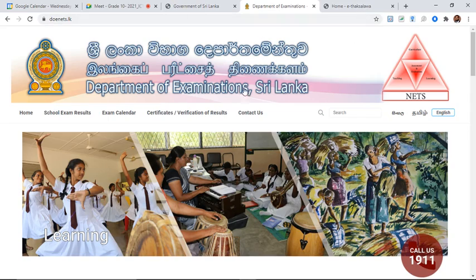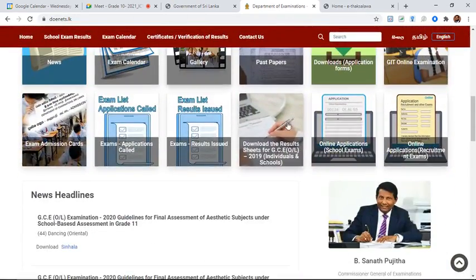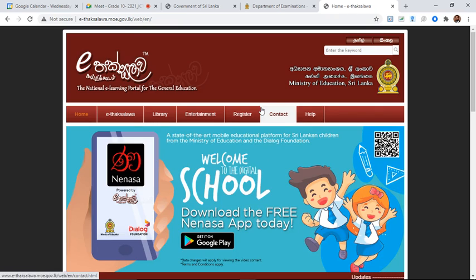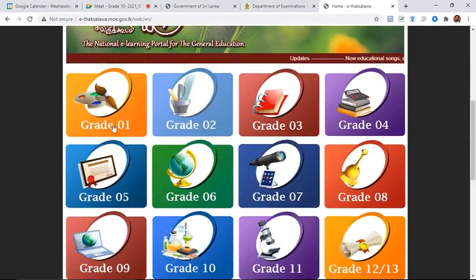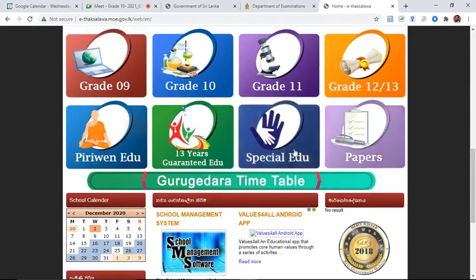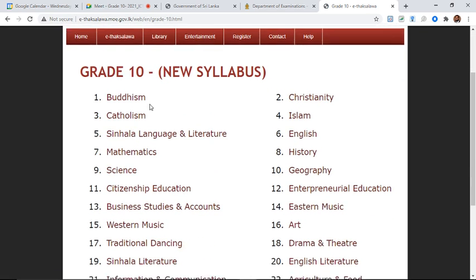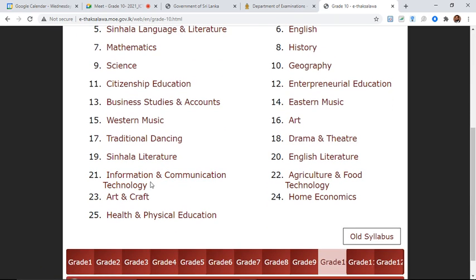Then Department of Examination, so they have given this one. They have given many links to many places. Then as you all know, this is e-Taksala. From this you can take from grade 1 to grade 13 the past papers, everything. So when you click on grade 10, the grade 10 details will appear here. Okay, so the syllabus and the syllabus contents. If you want information and technology, you click here. I think most of you all know that. Okay, so it will link, it will process here.